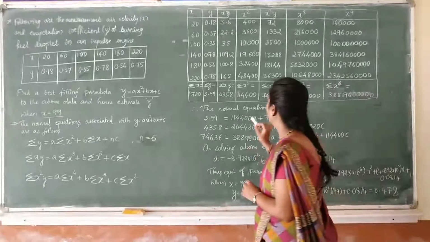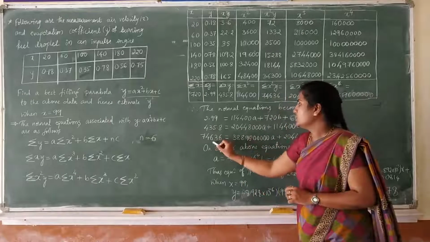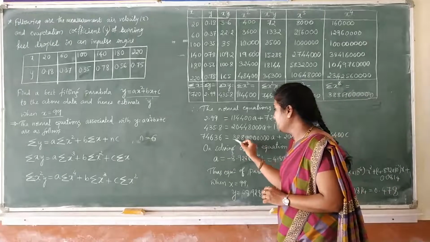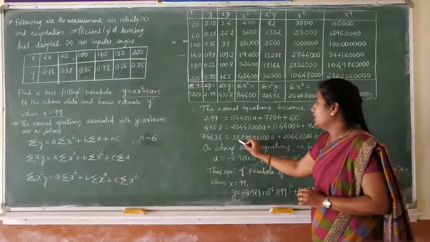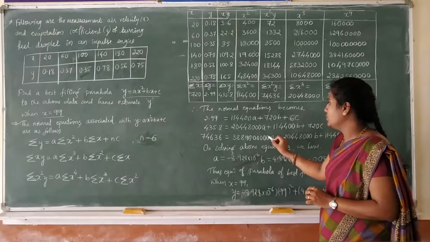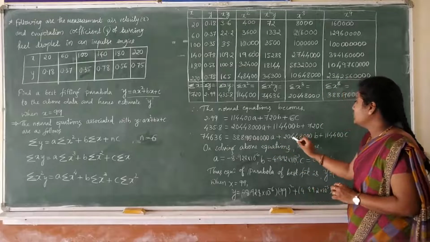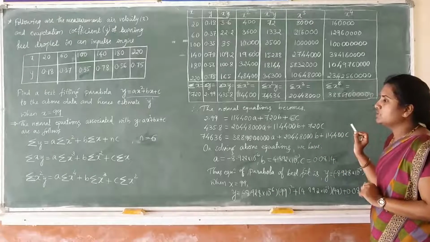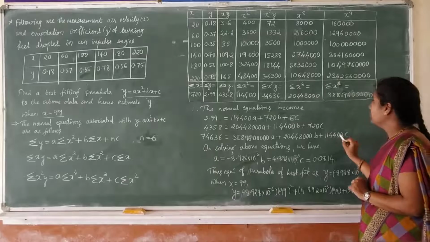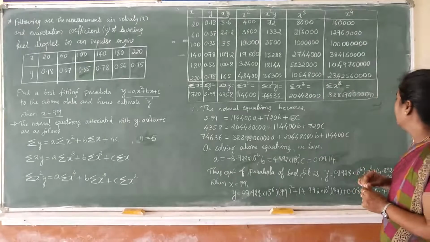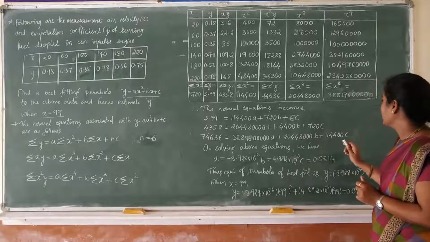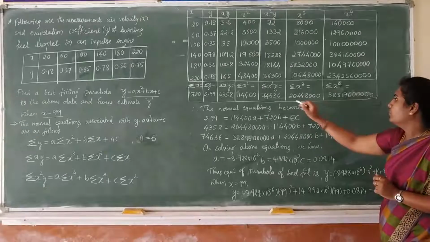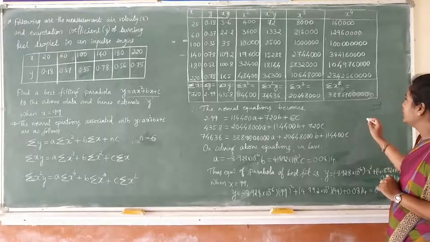Next is summation of x square y, this one, 74636, equals a into summation x raised to 4, that is 388960000a, plus 2044800b, plus summation of x square c, that is 114400c. Next, we need to solve these equations to find the values of a.